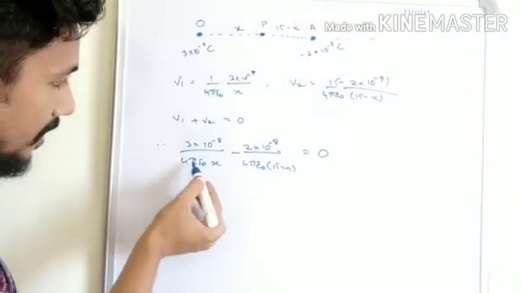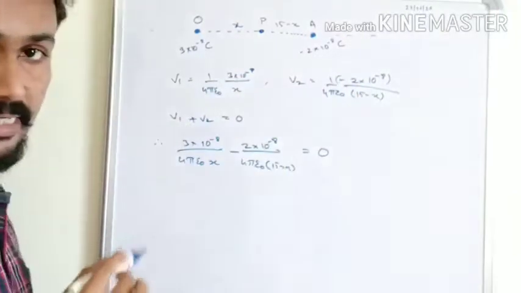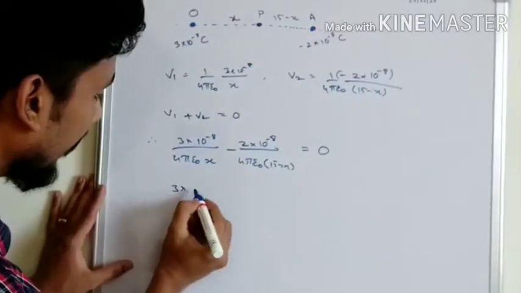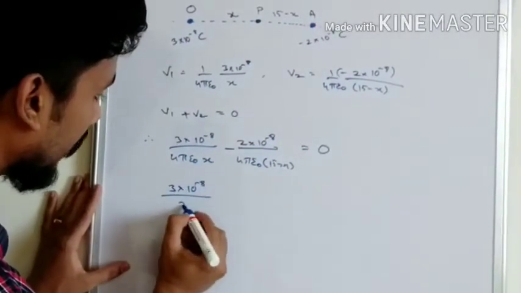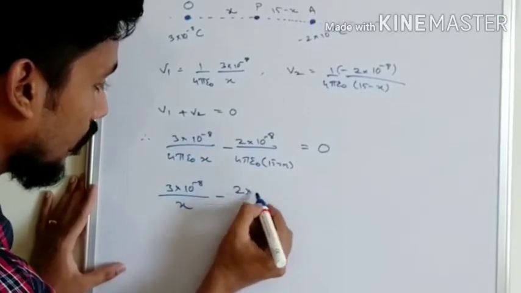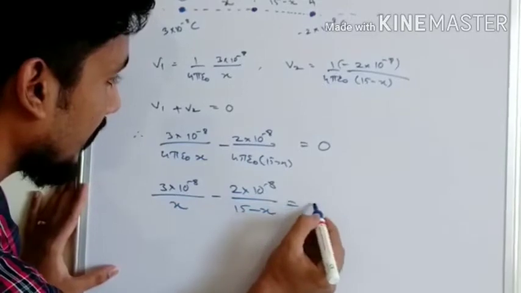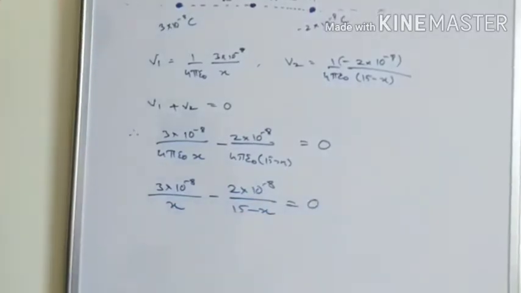We can take this 4 pi epsilon naught common, send it there and it will get cancelled out. Then what are we left with? We are left with 3 into 10 to the power minus 8 upon x minus 2 into 10 to the power minus 8 upon 15 minus x is equal to 0.